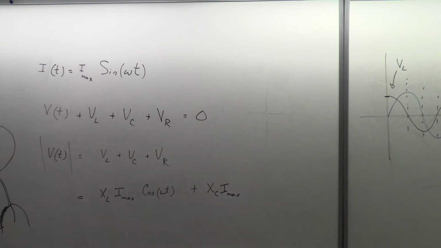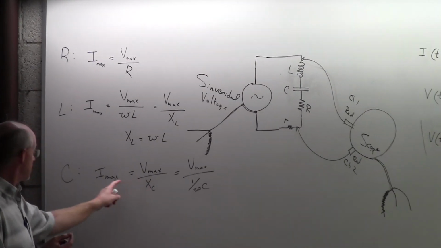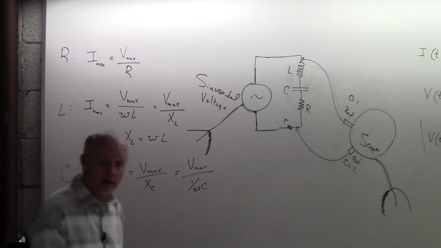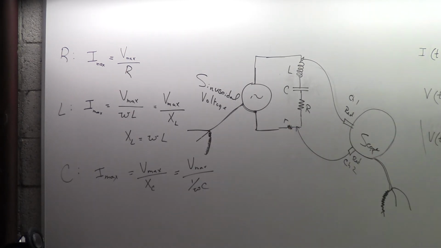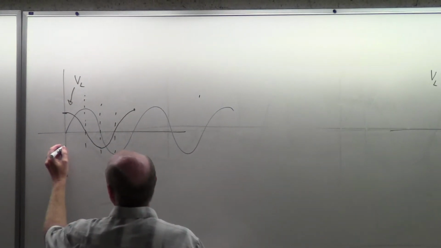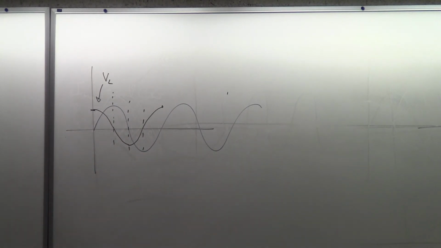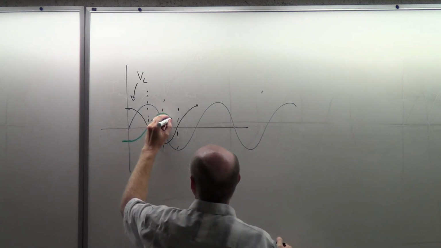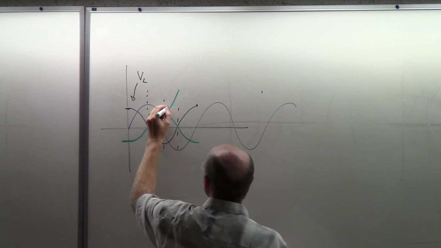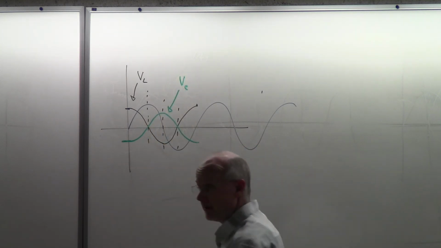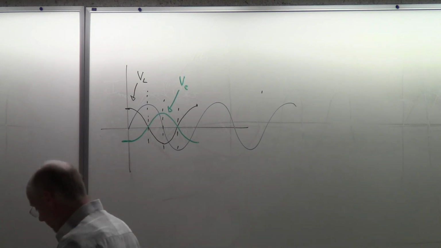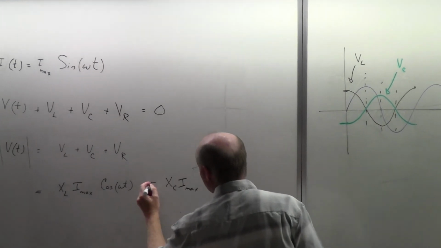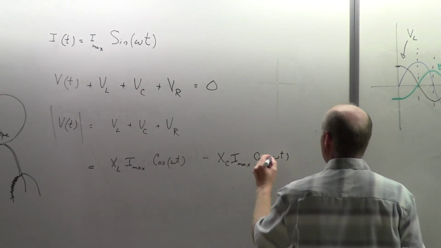Yeah, I guess it would look like the reactance of the capacitance times the maximum current. That would give me my maximum voltage. Okay, times what? Yeah, it'd be a negative cosine. Maybe I'll do that one in green. And so this green one is the voltage I get from my capacitor. And so I'll just change the plus to a negative cosine omega t.